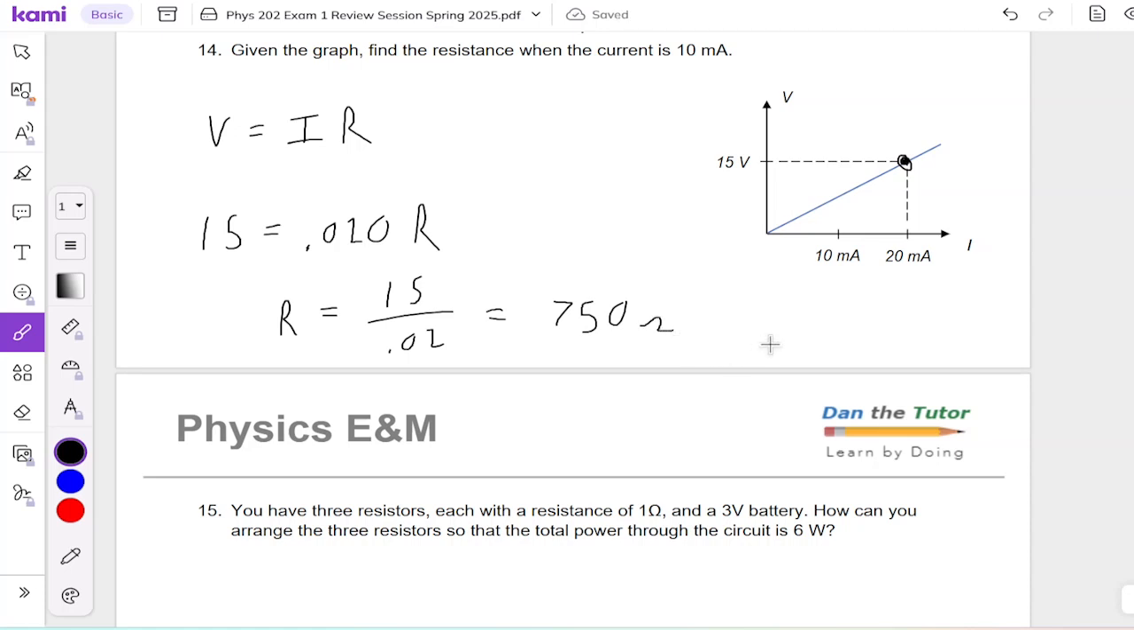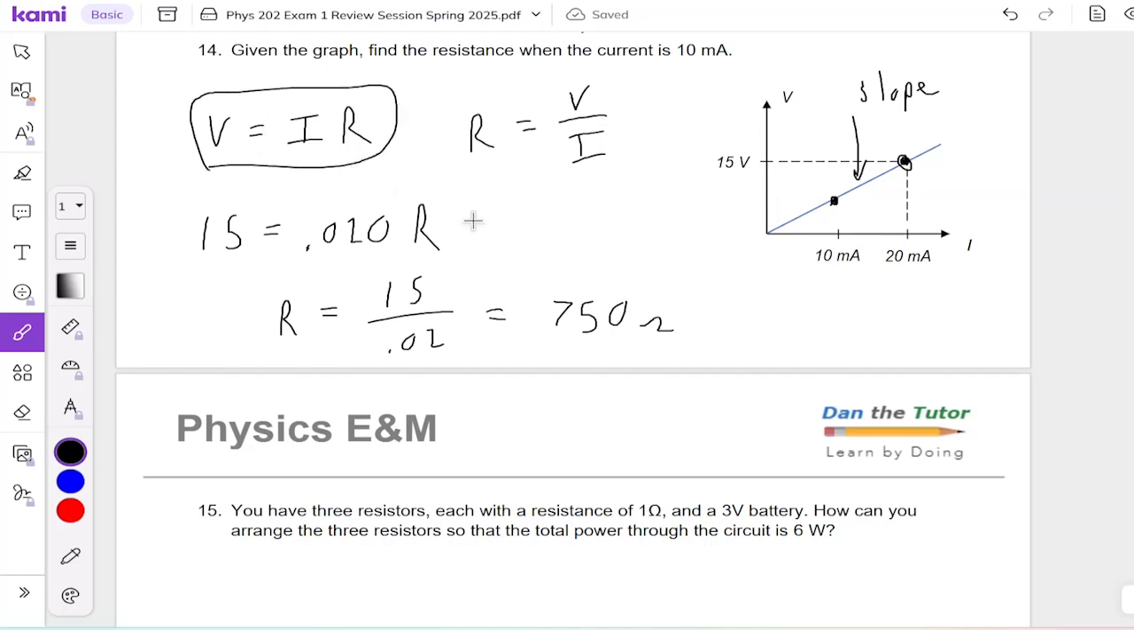However, the question asks, what is the resistance when the current's 10 milliamps here? So the truth is, it doesn't matter. The resistance was the slope. How did I know it was the slope? Because resistance equals, in this case, voltage divided by current, because I divide both sides by current in this equation. Because it's division, it means that it's the slope, and the slope is 750, only because I'm starting from 0, 0.